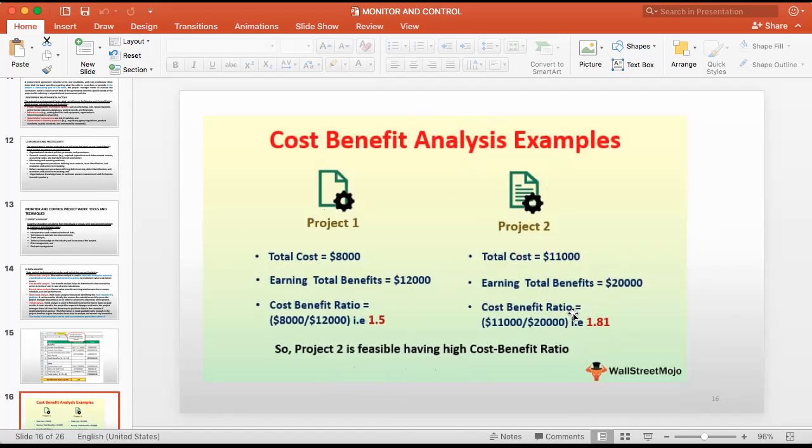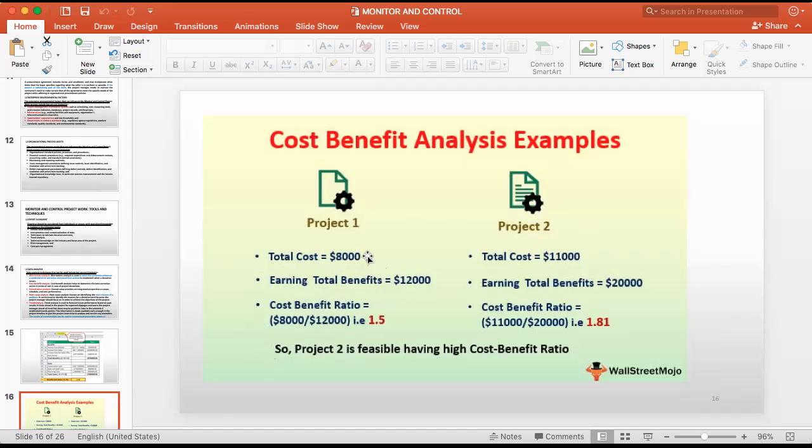So if you take this one, right. Okay. I mean, here they have made a mistake. You have to correct this one. This is 12,000 divided by 8,000. Not this way, the other way. Then only, because benefit should be more than cost.